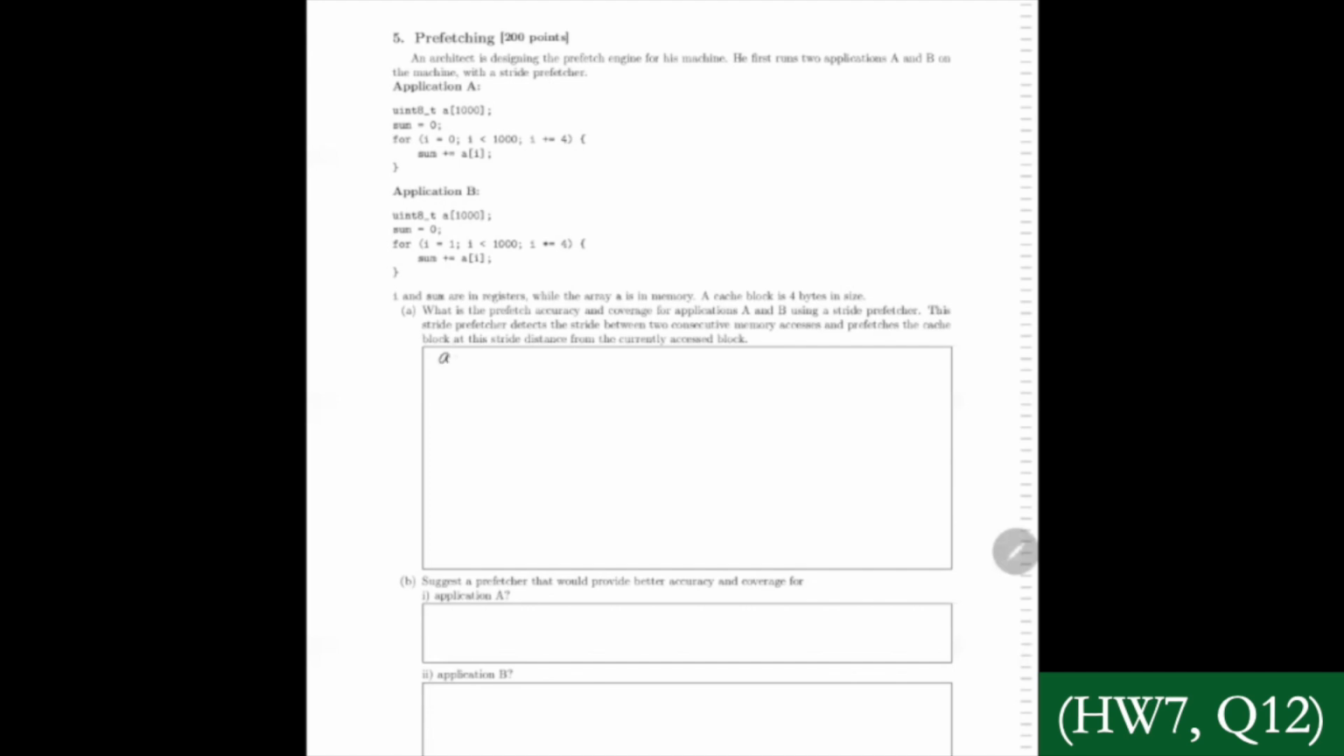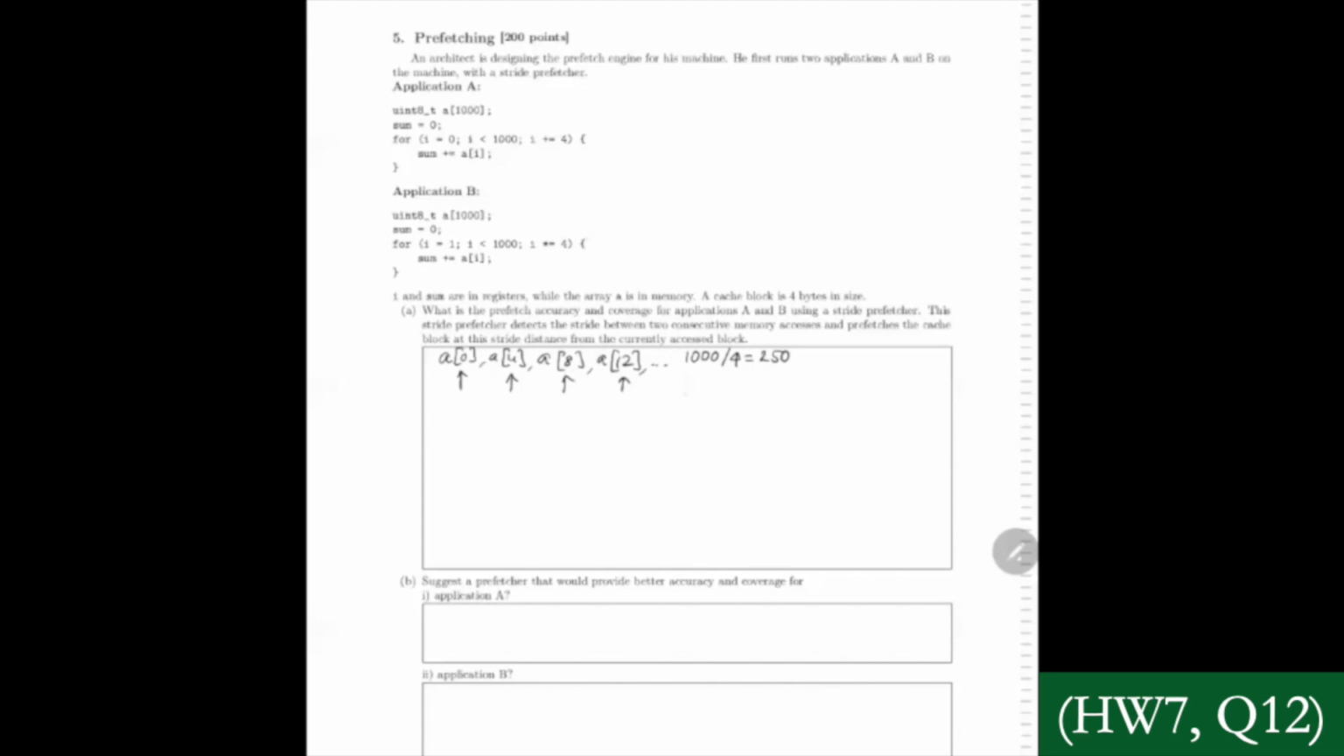Application A would access elements A0, A4, A8, A12, and so on. So this means in total, application A would create 1000 divided by 4, that's 250 memory requests. Out of these 250 memory accesses, the first 2 accesses, which is going to A0 and A4, won't be predicted by the prefetcher because the prefetcher would understand this is the first stride of 4 cache lines. Then, once it learns the stride, it can prefetch cache line A8, A12, and so on.